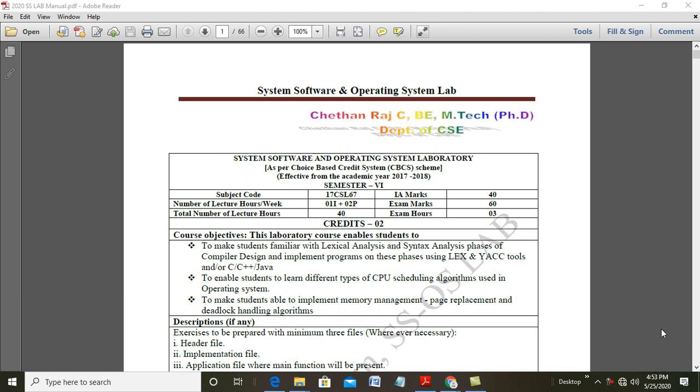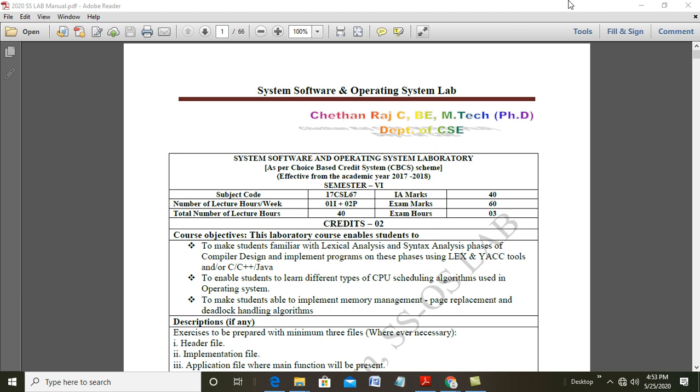Every concept you have learnt in theory, now how can we explain it in terms of practical programs, and which languages can we use to implement the system software and operating system lab, right? This lab is mainly used for verifying the different phases of the compiler as a system software, and again it is interlinked with your operating system concepts, like how files can be managed, how memory can be managed, the page replacement algorithm, and what a deadlock is.